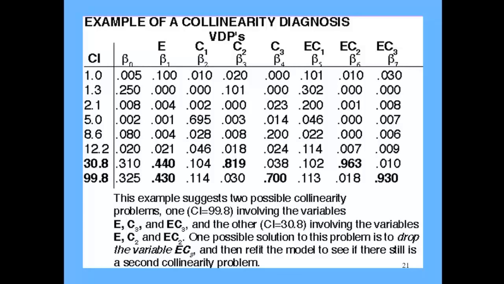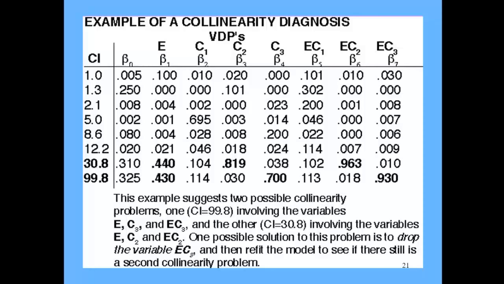Because this condition index is high, and because I have these three high VDPs, I conclude that there's a collinearity problem involving these three variables, E, C3, and EC3. Yes, there are other variables in the model, but these three, by being put in the model together with the others, are giving me an unstable model. I can't continue with this model by keeping these three variables in there, so I have to do something about it. I mentioned that last time.